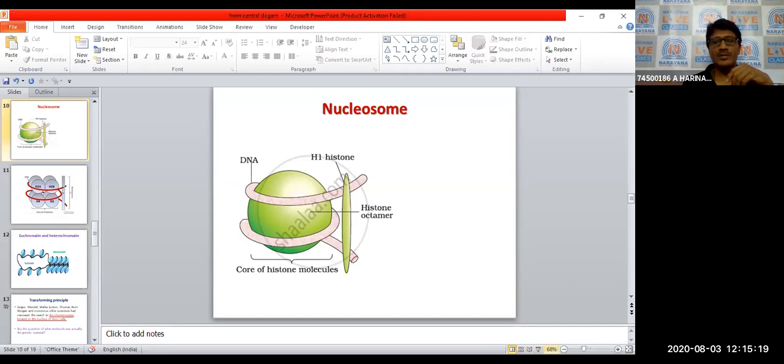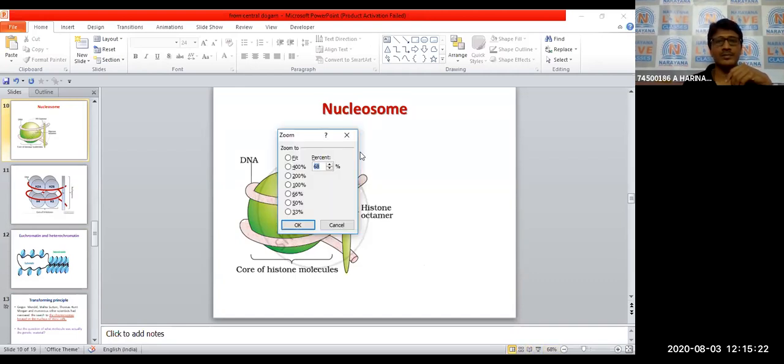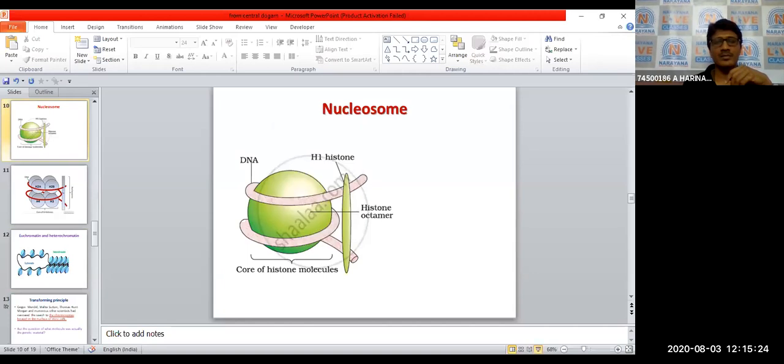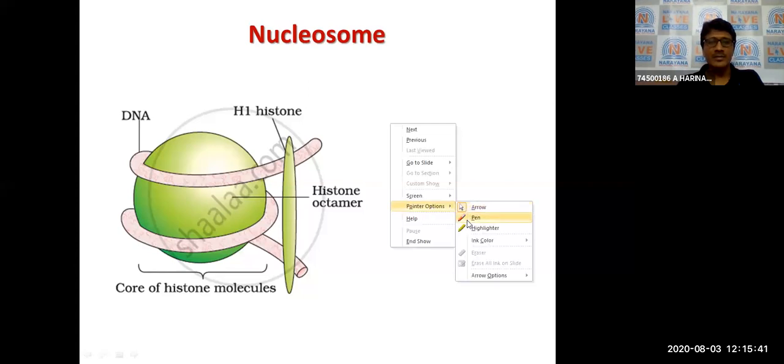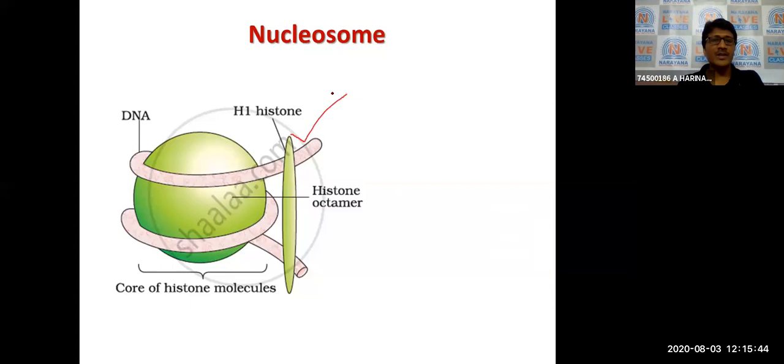So nucleosome. This is given: draw the structure of the nucleosome. How many times is the DNA coiled here? 2 times. There is H1 histone protein present outside of the octamer. So this is the octamer, with DNA coiled around 2 times. Then what is the average length of this DNA? 200 base pairs. Then how many nucleosomes are present?